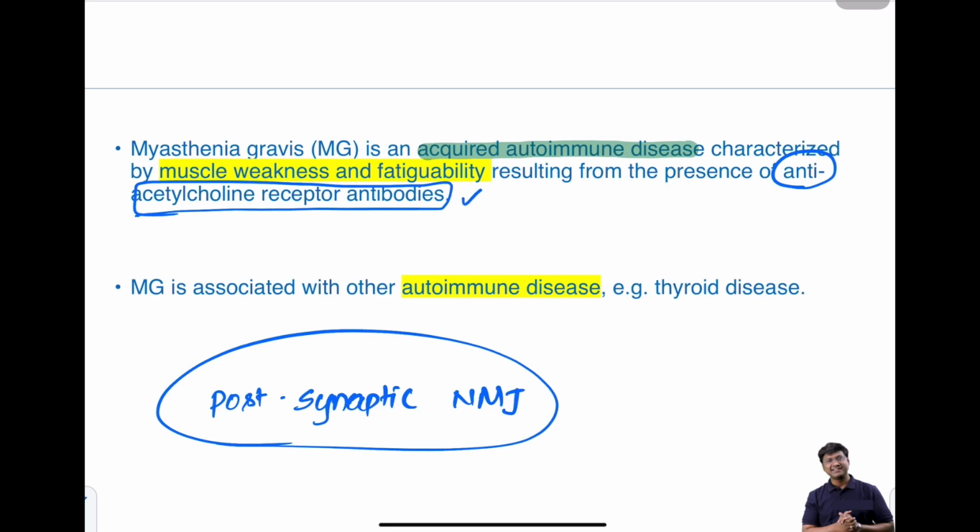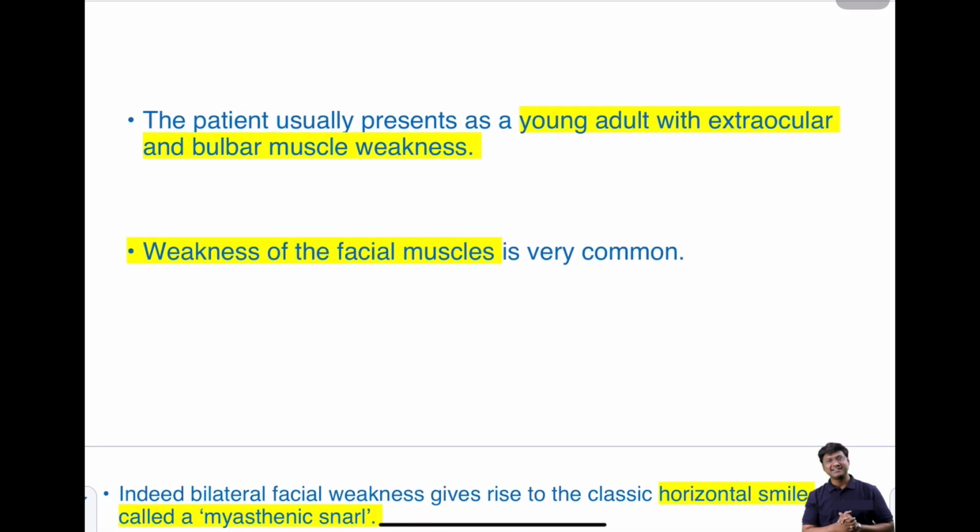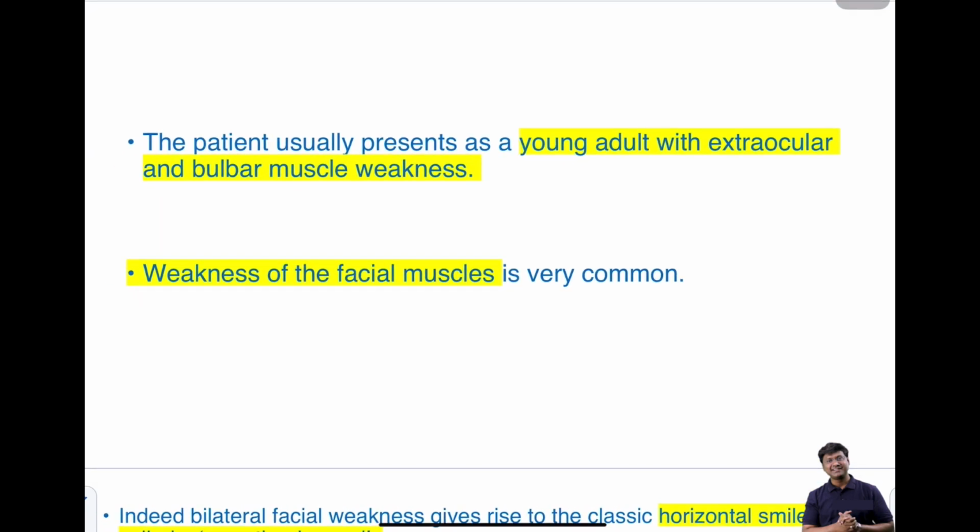Now because this is an autoimmune disorder, it is associated with other autoimmune disorders as well. And what are the other autoimmune disorders? That includes thyroid diseases like either Graves' disease or Hashimoto's disease. Now in patients with myasthenia gravis, what is the earliest muscle that is being affected? The earliest muscle affected is the levator palpebrae superioris. And because of its involvement, the earliest manifestation is ptosis. Other extraocular muscles and bulbar weakness also will be present, and weakness of the facial muscles is also very common.